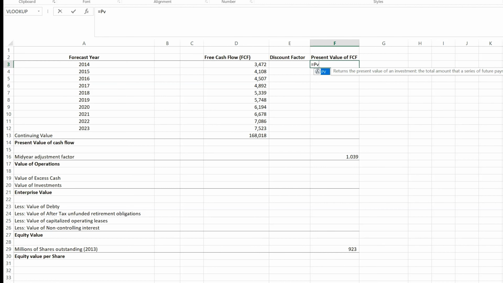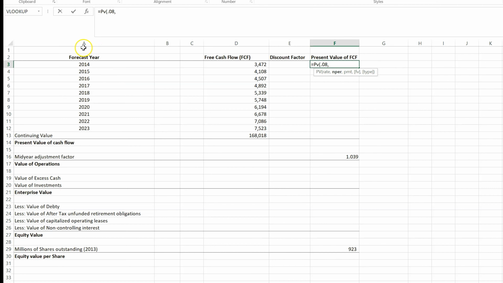Right? We can use the present value formula, or we can use Excel's pre-built present value formula. The rate that we're going to use is the discount rate, right? And the discount rate is WACC. So that's the discount rate we're going to use. The number of periods is the number of periods in the future from the year that we're starting our analysis, which in this example would be 2013. Right? So 2014 is 1 year in the future.